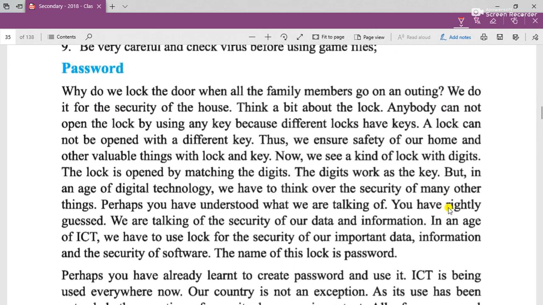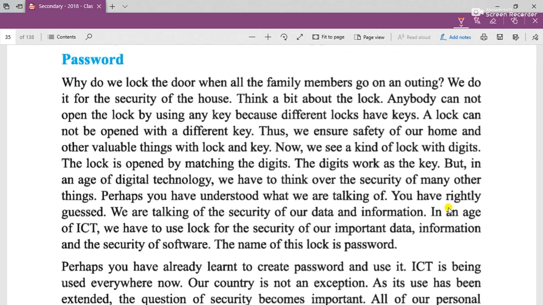Today we will start our discussion from the topic which is based on password. So let's start the topic password. This is a very important topic for us because in our day-to-day life we have to use so many electronic devices, and for security purposes we have to create a password on those electronic devices. So this is a very important topic for us.